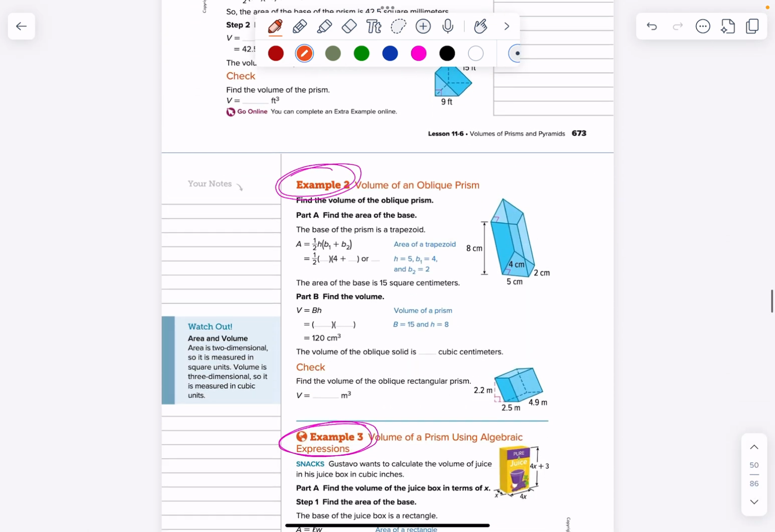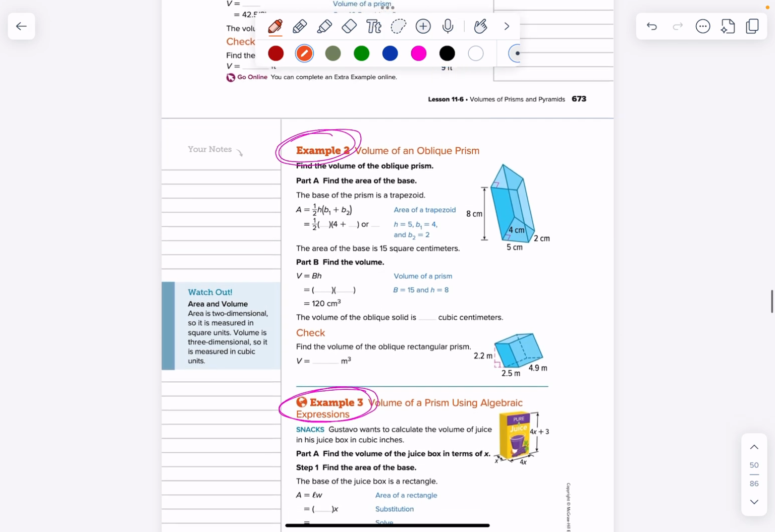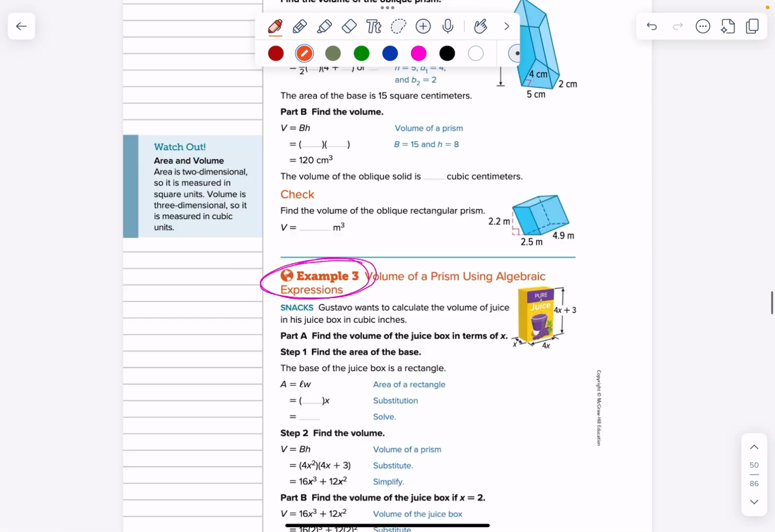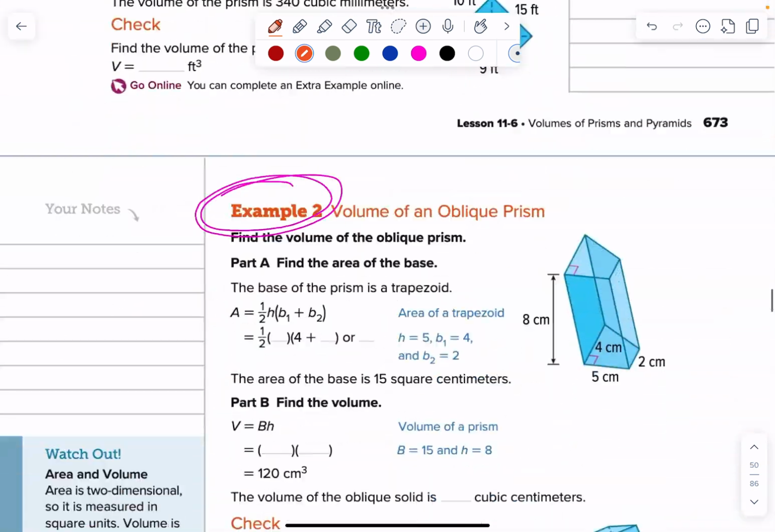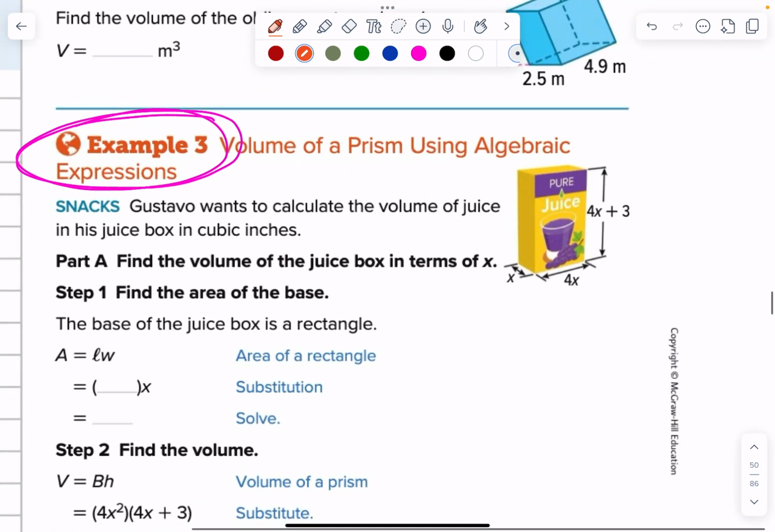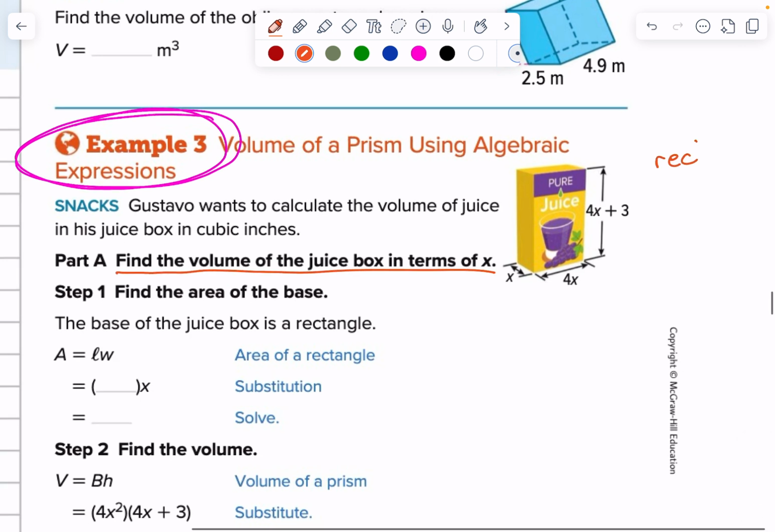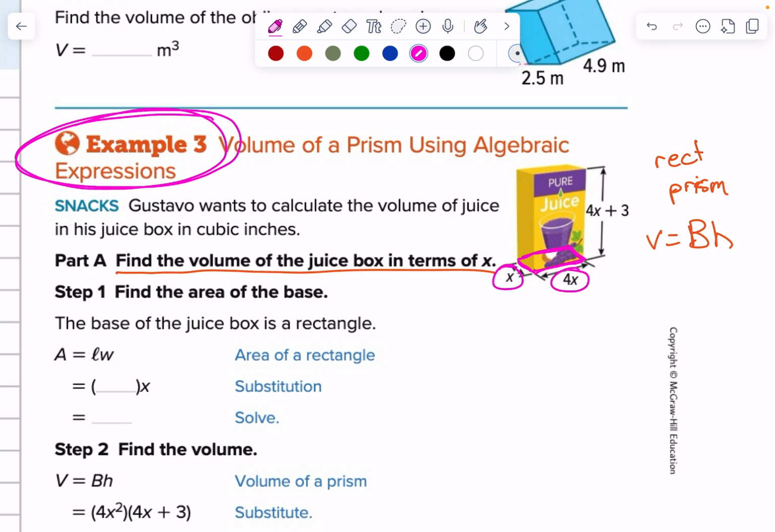I was going to do example 2, but let's skip to example 3. I'm on 11.6, and I'm going to do a couple more examples. This is example 3 on 11.6. They want us to find the volume of this box, which is a rectangular prism. The volume for a rectangular prism is capital B times H. Capital B is the area of the base, and the base is this rectangle, so the area is base times height. To find capital B, that will be 4x times the other x, and then the height is 4x plus 3.